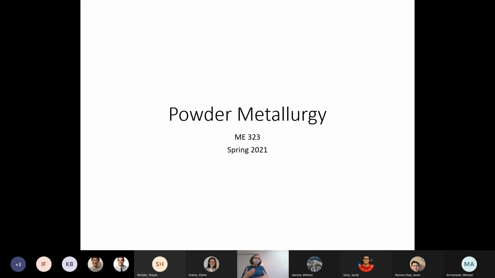Again, we talked about some of the properties for PM parts that vary with density: strength, ductility, toughness, conductivity. What we will talk about tomorrow is how we can minimize the negative consequences of the porosity with some secondary operations, some things that we can do once we've sintered.